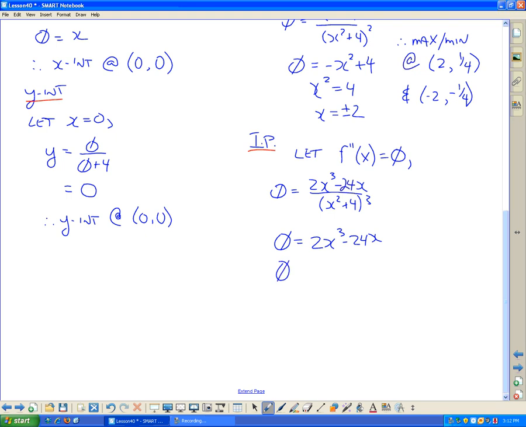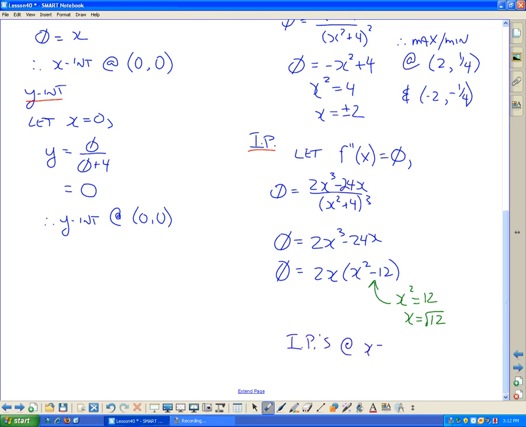I'm going to factor out a 2x, which would leave me with x squared minus 12, which means I will have 2x times x squared minus 12. That would mean x squared equals 12. x is equal to the square root of 12. So we have 3 inflection points.